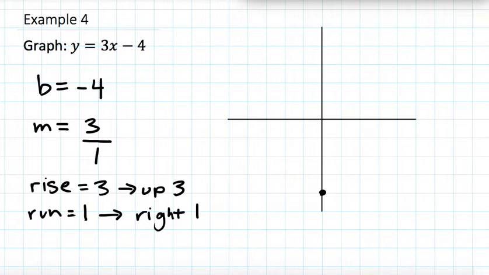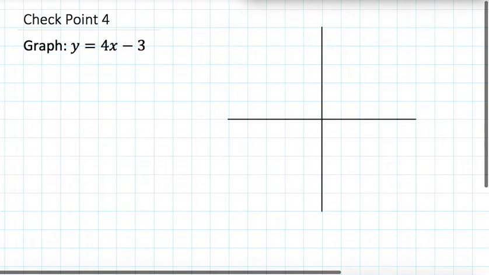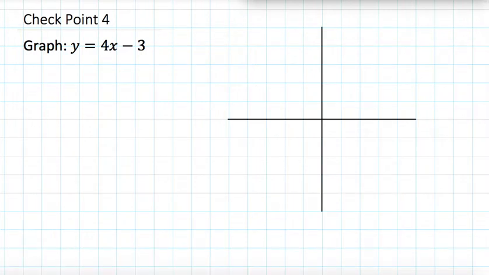And so from my initial point, now I'm going to count up 3. That gets me to here, and then count to the right 1. That gives me my second point right here. Then I'm just going to draw the line in, connecting those 2 points as straight as I can, which is not very straight on this computer. So that's example 4. What you should do now is look at checkpoint problem number 4 in the book, pause the video, and then resume the video once you've checked your answer for this problem.